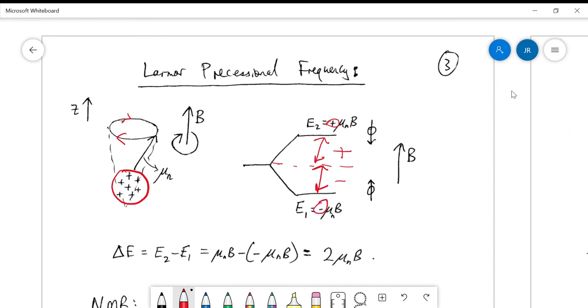Okay, if we look at the change in energy between E1 and E2, that's going to be delta E, which I have over here. It's the difference between E2 and E1. That's simply E2, which is positive mu n B, minus E1, which is negative mu n B. This minus makes that positive, so essentially we have two units of mu n B.